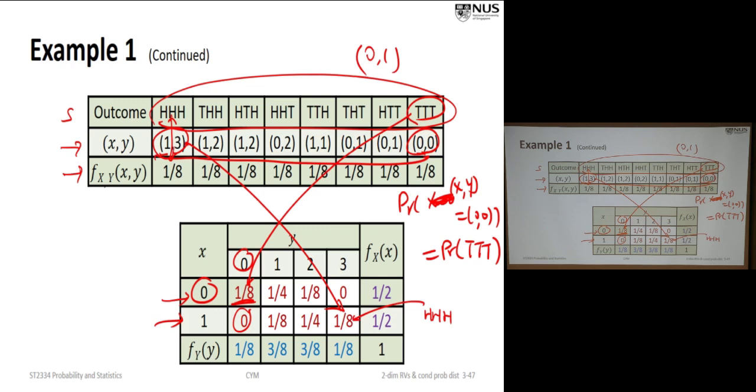How about (0, 1)? So here (0, 1) and (0, 1). So you can have THT or HTT. That will give you the random variable XY equal to (0, 1). So to summarize all this, this is the joint PDF. Double check whether all these numbers add up to 1.